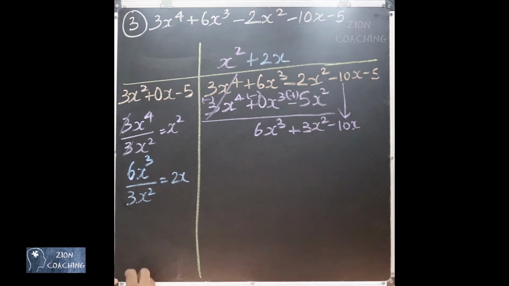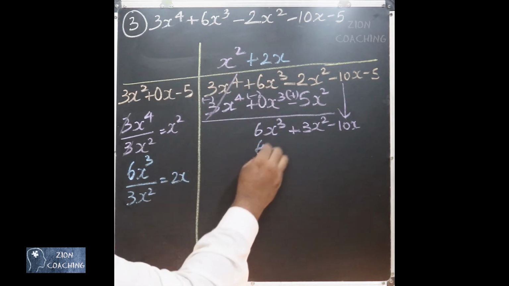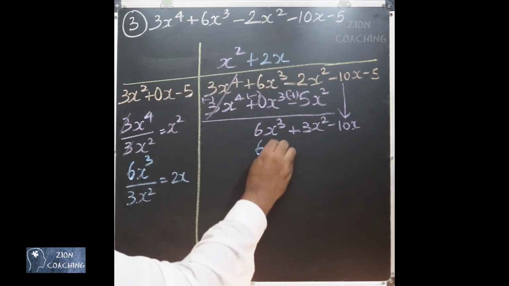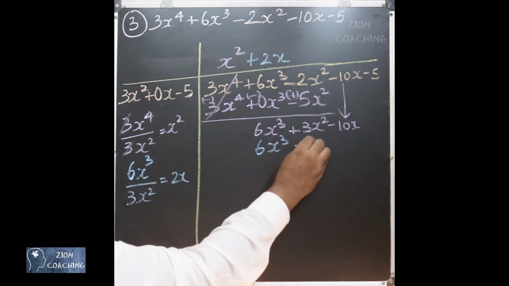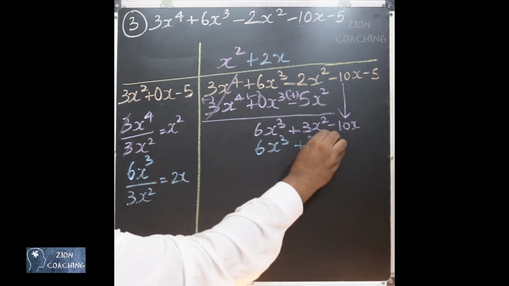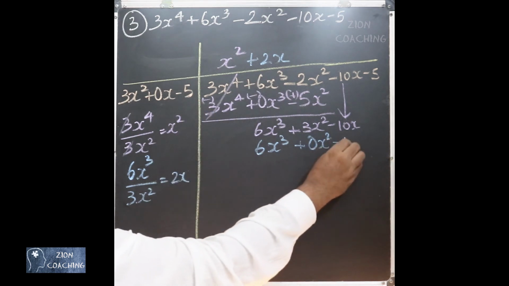2x into 3x squared is going to give you 2 into 3 is 6. x into x squared is x cube. Then 2x into 0x is going to be 0x squared. Then 2 into minus 5, so we are going to have minus 10x.